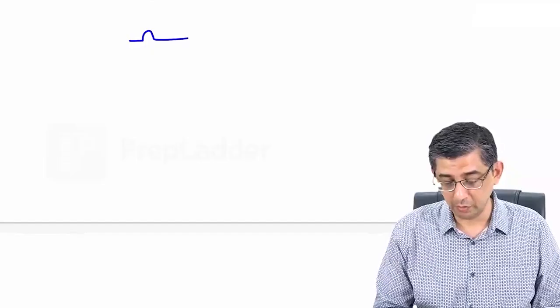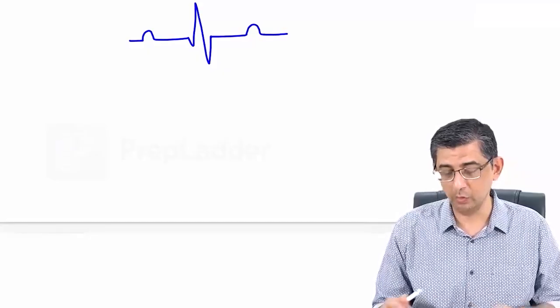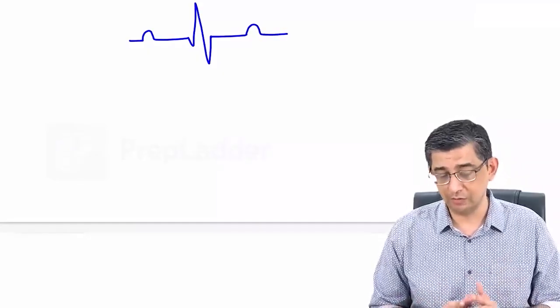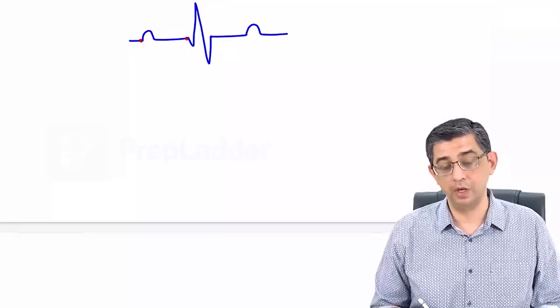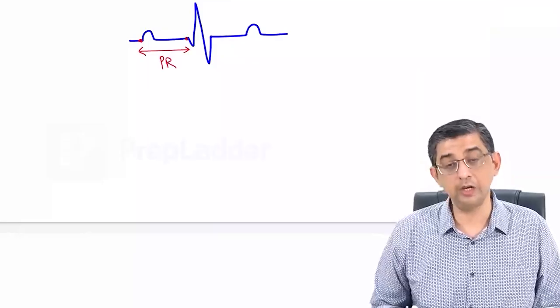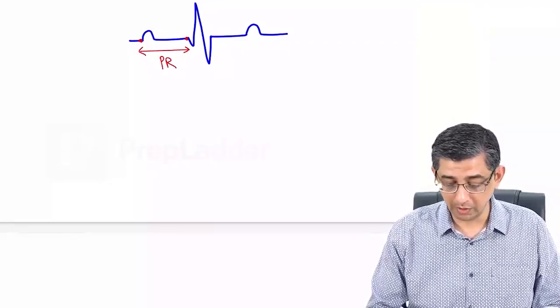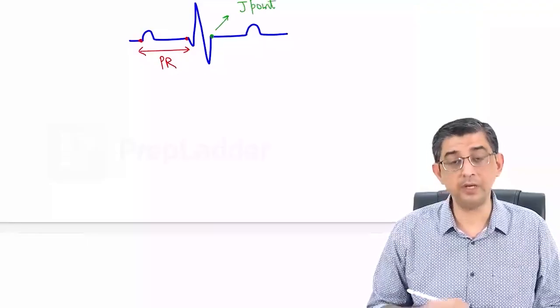What I have highlighted before you at the moment is perfectly normal. I've just tried to make it a little broader than what it normally is, for me to be able to explain to you the various intervals and durations. You see, the starting of the P to the starting of the Q wave is called the PR interval. Now I'm going to put a green point at this particular area. This is the isoelectric point and is called the J point.